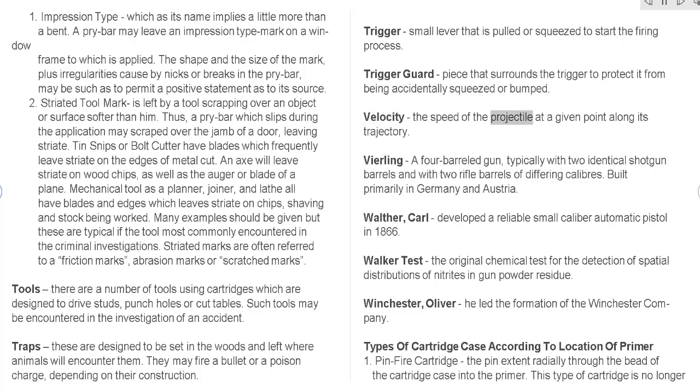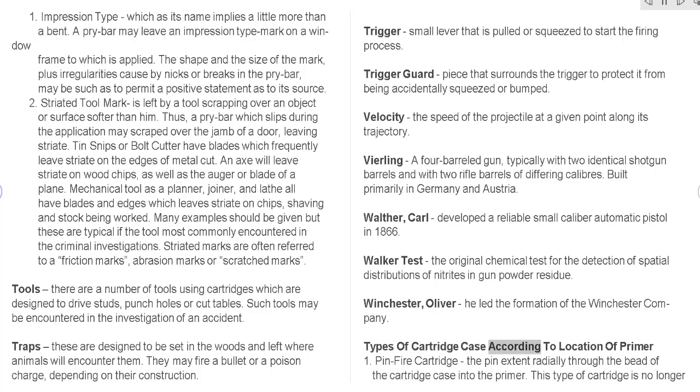Velocity: the speed of the projectile at a given point along its trajectory. Vierling: a four-barreled gun, typically with two identical shotgun barrels and two rifle barrels of differing calibers, built primarily in Germany and Austria. Walther, Karl, developed a reliable small-caliber automatic pistol in 1886. Walker test: the original chemical test for the detection of spatial distributions of nitrites in gunpowder residue. Winchester, Oliver, led the formation of the Winchester Company.